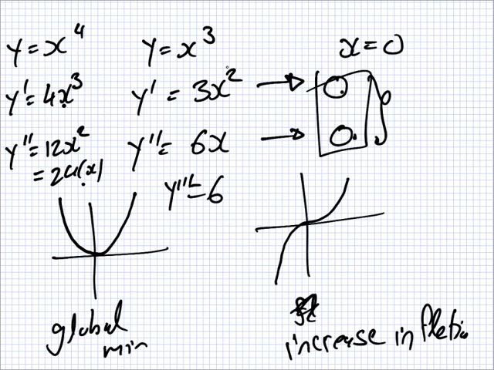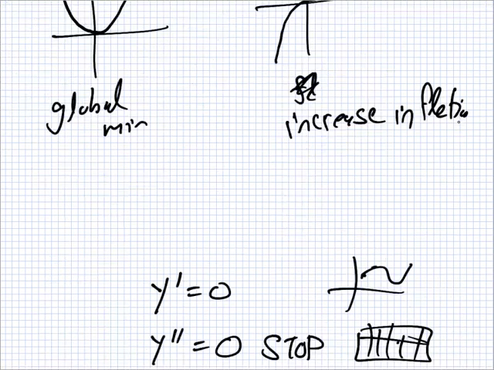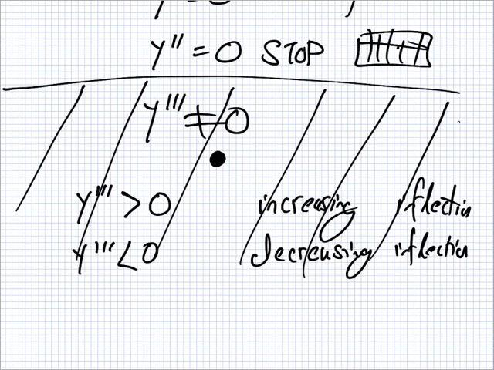Now, you might say, what if the first, second, third, and fourth are 0, and you have to go to the fifth? Then it goes back to the situation of the third. So odd numbers, inflection; even numbers, the same as the second one. The odd ones you use increase and decrease in inflection, and the even ones you use the same as the second one.